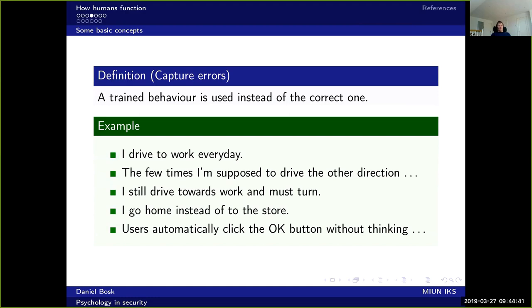Another common problem is users who get error messages, and in most cases, you just click OK on the error message and it goes away and you can continue doing what you're doing. So users basically automatically click this OK button and then they continue. And this is bad because this can be used by attackers to fool users to approve things that they actually shouldn't.